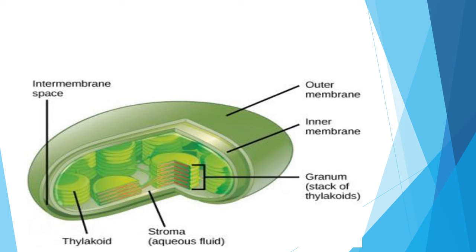This is the structure of chloroplast in which the outer membrane is a smooth membrane. Just beneath the outer membrane is an inner membrane which has thylakoids. Thylakoids are present in the form of stacks called granum, and these grana float in the stroma. This stroma is an aqueous liquid.